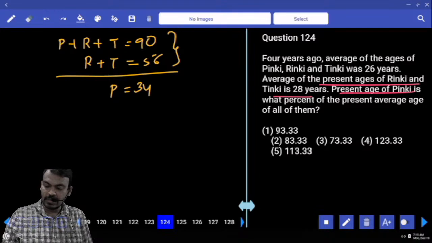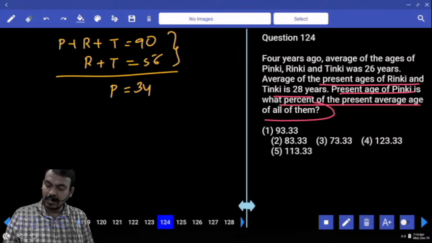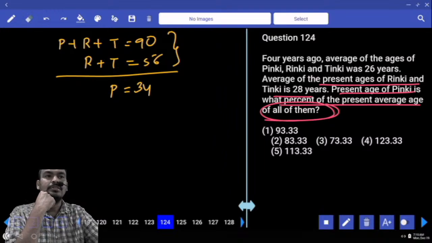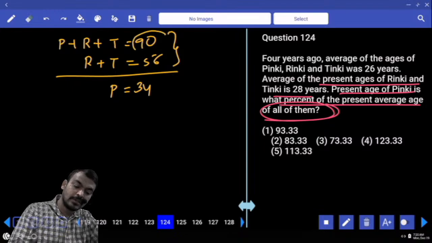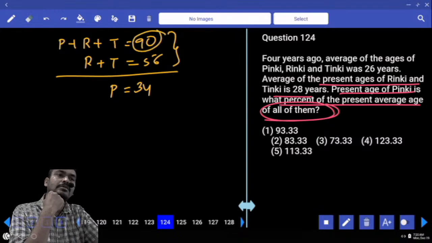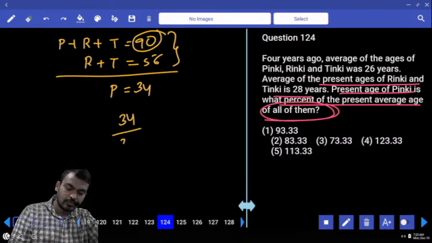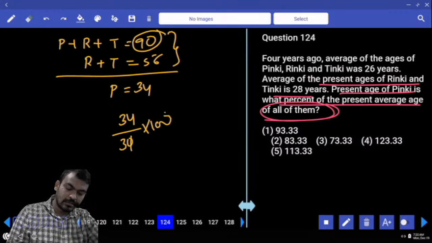The present age of Pinky is what percentage of the present average of all of them? All of them means 3 persons or 2 persons? 3 persons. What is the present sum of 3 persons? 90. Average 30, or not? Then we write 34 upon which one? 30 into 100, or the 0 gets cancelled, or not?